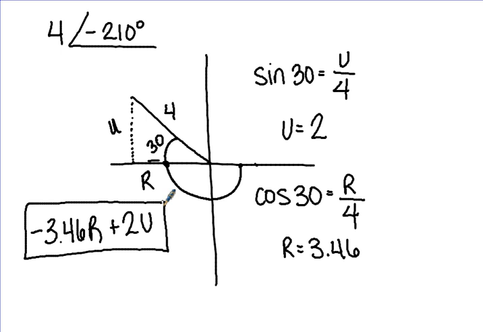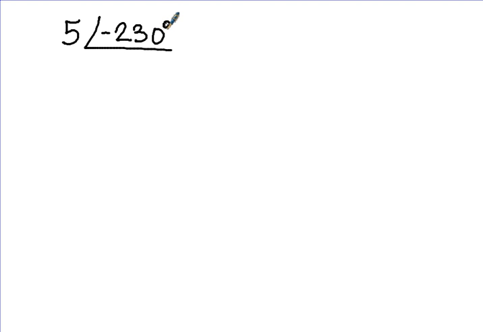This next one I'm going to have you try on your own. Again, the only difference is finding that angle. So let's look at this one. We have a vector of 5 with an angle of negative 230 degrees. Go ahead and try to solve that one on your own. Work all the way through it in changing it to rectangular coordinates, and we will check it in class.